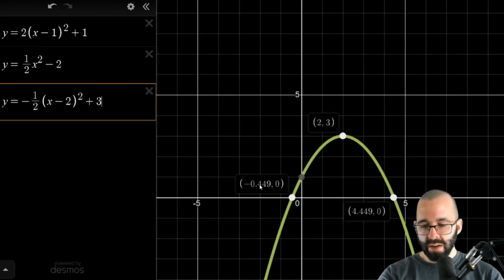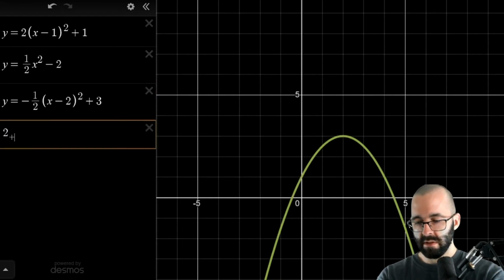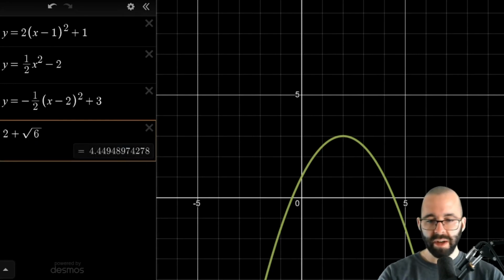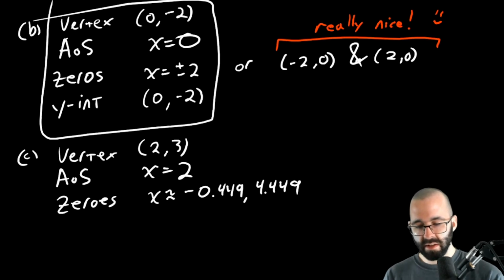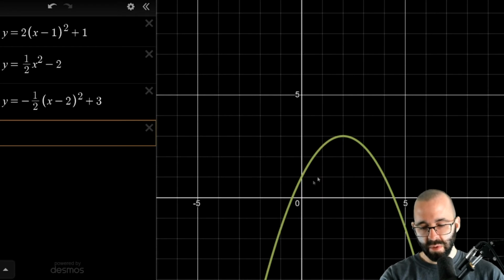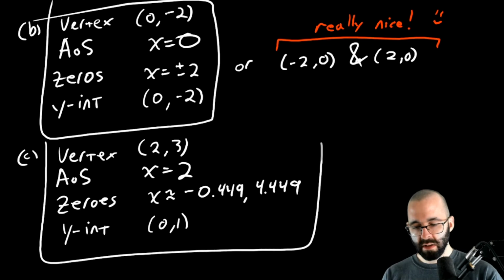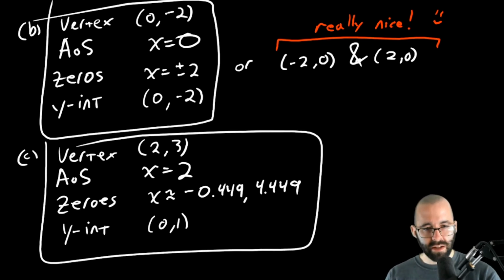And in fact, if we actually solved for these zeros, what we would get is 2 ± the square root of 6. Yep, 2 ± the square root of 6 is what these are. And you wouldn't have to do that, but we're going to comment on it real quick. Let's get the y-intercept real quick. It's at (0, 1). So that's our answer, but let's investigate.